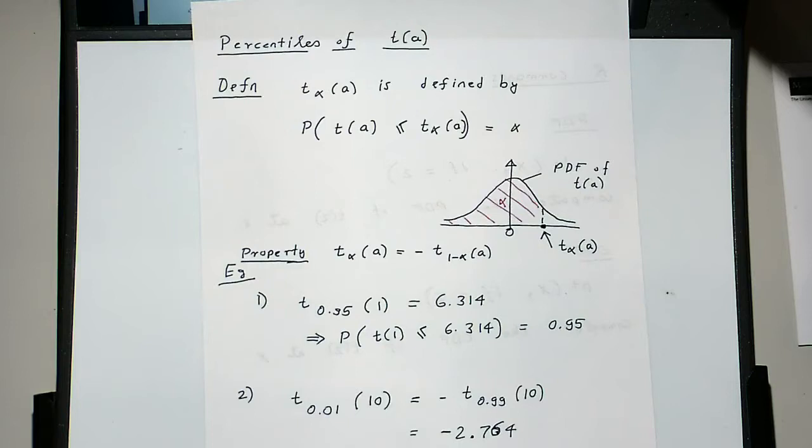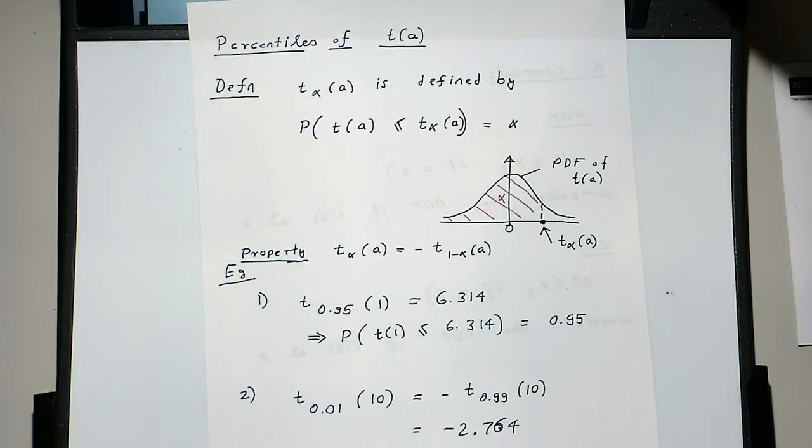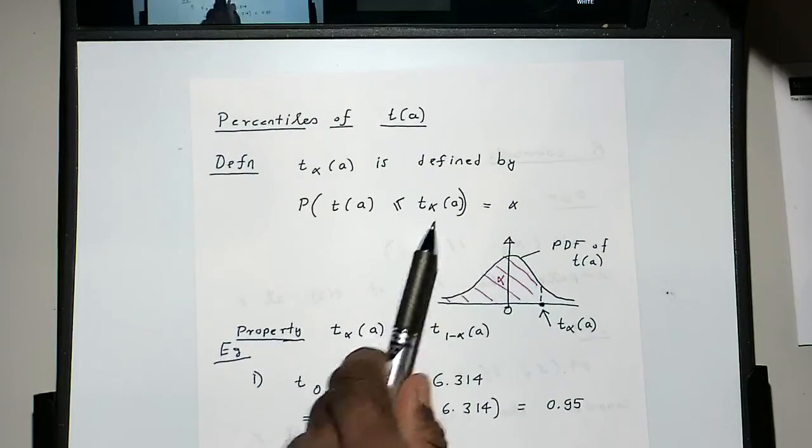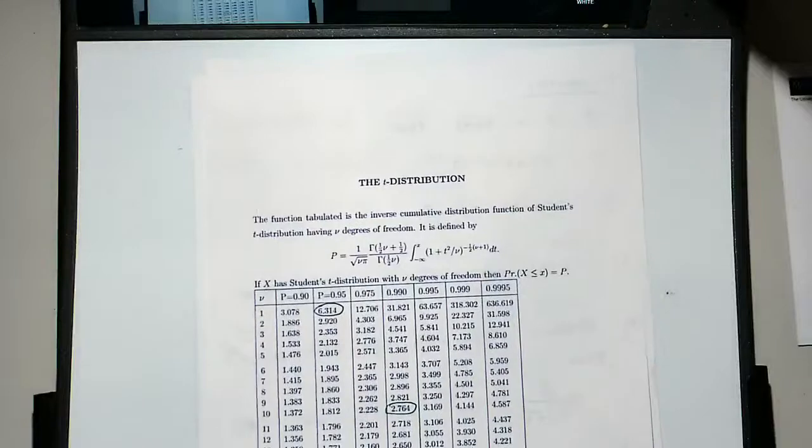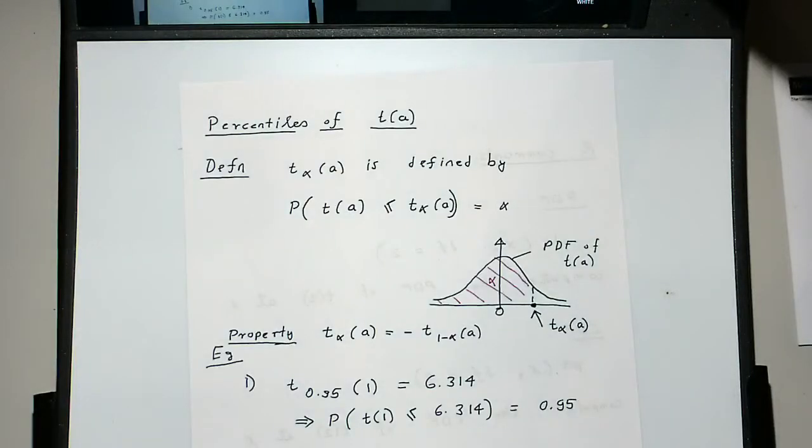So once again, there's a table for reading the percentiles of a T, and I showed you in the video how to read it. So this is the table for reading the values of a T distribution, the percentiles of a T distribution, right?